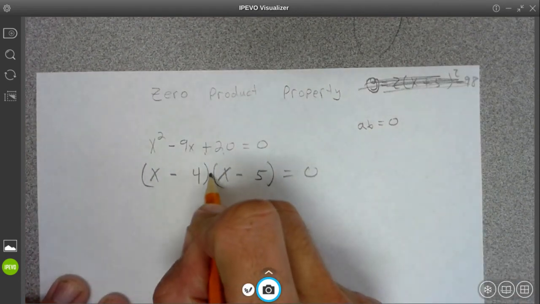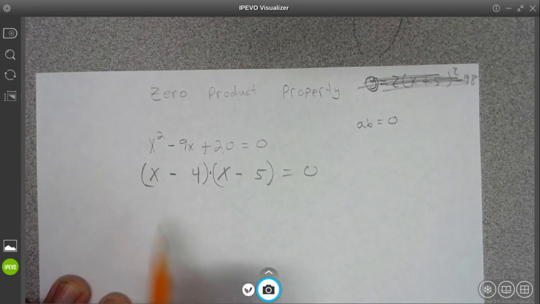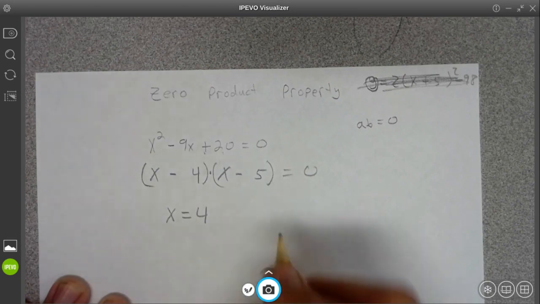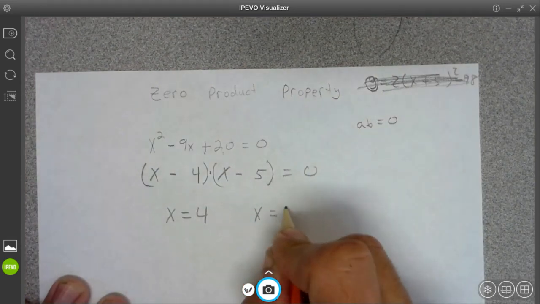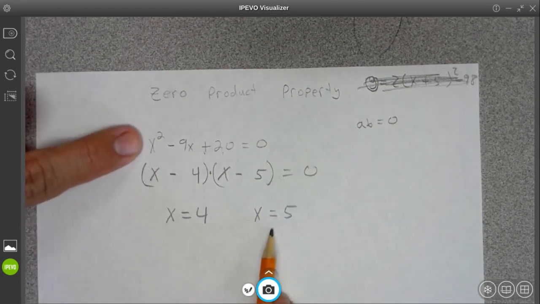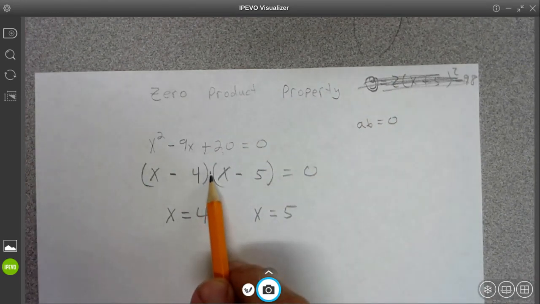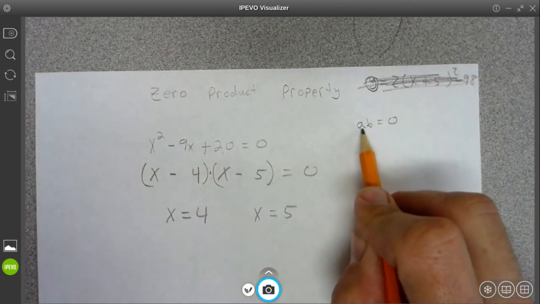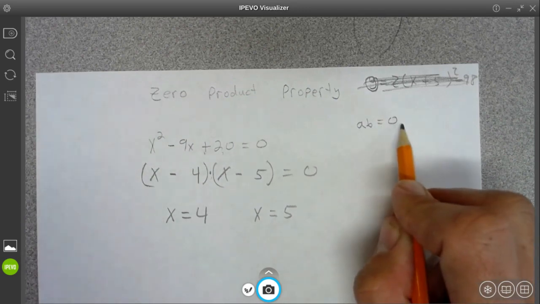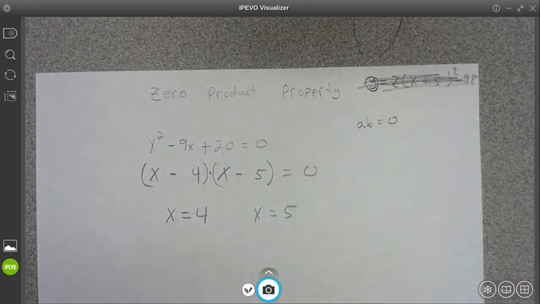Basically, since we know that this is multiplication, in order for it to equal 0, we know that x has to either equal 4, since 4 minus 4 equals 0, or x could equal 5. Those are our two possible solutions for this original equation. The reason we're able to say this is because it's multiplication. If you have two numbers that multiply to give you 0, then one of them has to equal 0. That's called the zero product property.